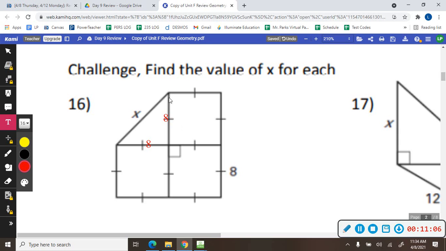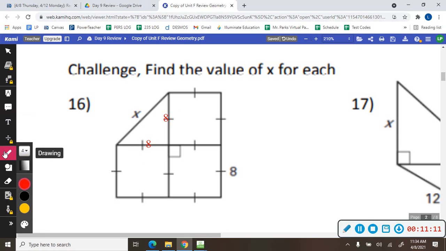We learned that if the legs are the same, then that means that this angle right here is 45 degrees. Which also means this angle is 45 degrees. And so we know that this is 90, so that's 90, and that's 90. So we have a right triangle.